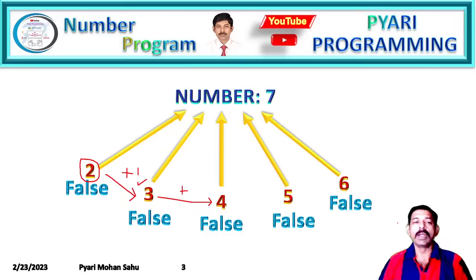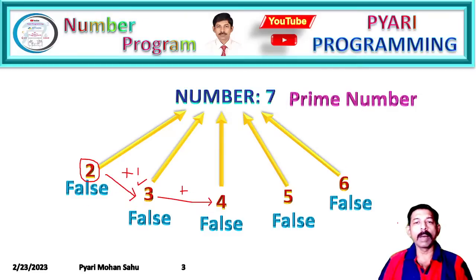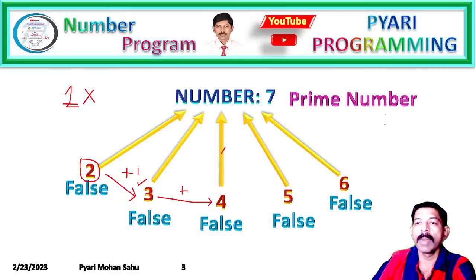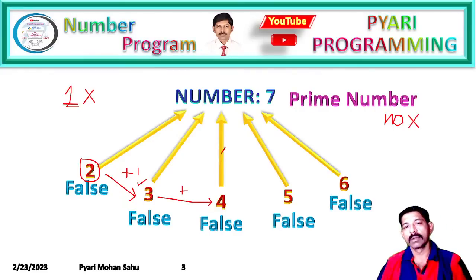As I said, every number is divisible by 1, so that's why I'm excluding 1. Am I clear to all of you? Every number is divisible by 1, so I'm excluding 1. Like this, every number is divisible by the number itself, so I will exclude this too. What is the need of dividing it by the number?